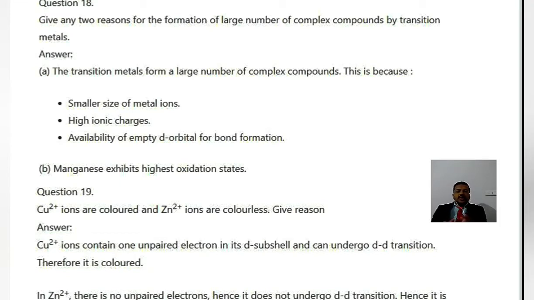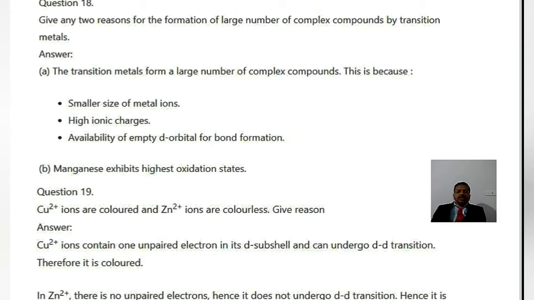High ionic charges: while we write the structure of the coordination compound, we already studied that the charge of the central metal exhibits many properties regarding the coordination compound. So to form a coordination compound, it requires high ionic charges. And the next criterion is availability of d orbitals. We know that for the ligands to make a bond with the central metal, availability of d orbitals is needed. So these 3 are the factors responsible for formation of a large number of complexes: small size of the metal ion, high ionic charge of the metal ion, and availability of empty d orbitals for bond formation with the ligands.